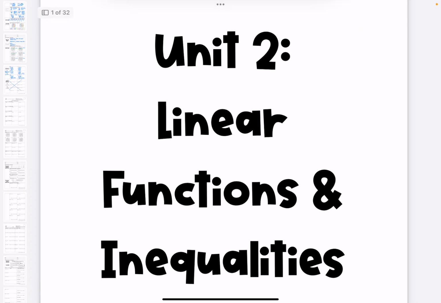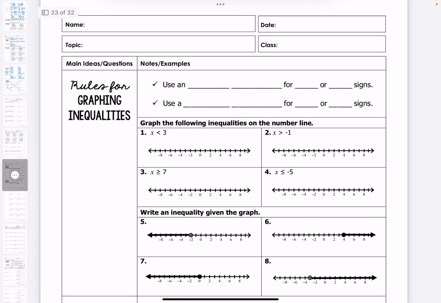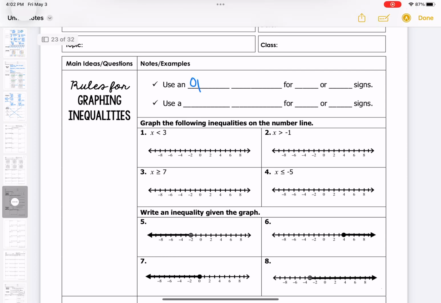All right, today we're going to be in the Unit 2 packet called Linear Functions and Inequalities. We're going to be on page 22, which is about graphing inequalities. For starters, when you use an open circle, it's for the signs less than or greater than, and then you're going to use a closed circle for less than or equal to or greater than or equal to.